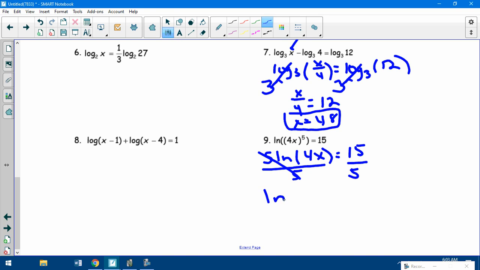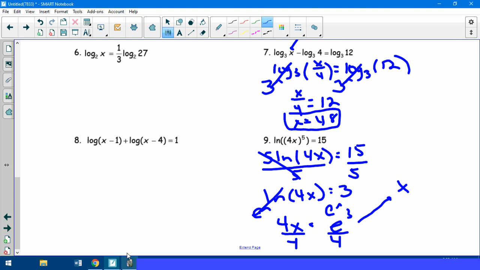So I have ln of 4x equals 3. Now what gets rid of an ln? Ln is log base e, so I have to exponentiate by e. Now I just have 4x equals e to the third. I'll figure that out in a second. And if I want x alone, I divide by 4.